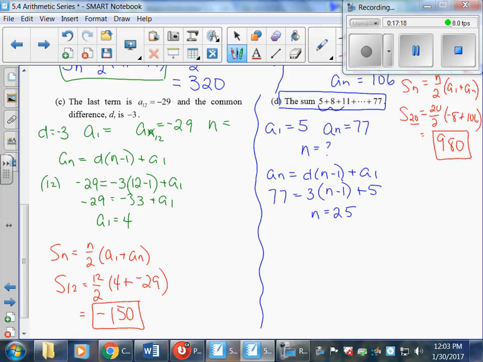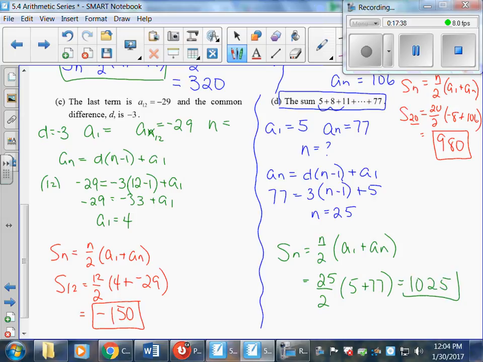So now you can go back to your formula and say Sn is equal to n over 2 times (a sub 1 plus a sub n), which is 25 divided by 2 times (5 plus 77). This whole thing turns out to be 1025.